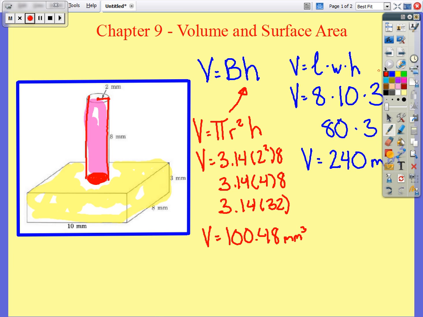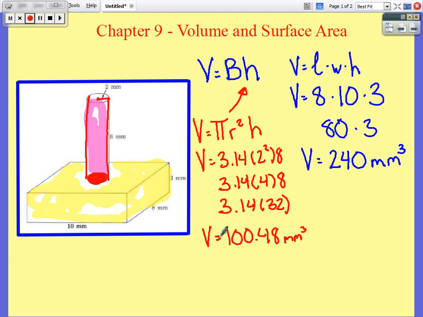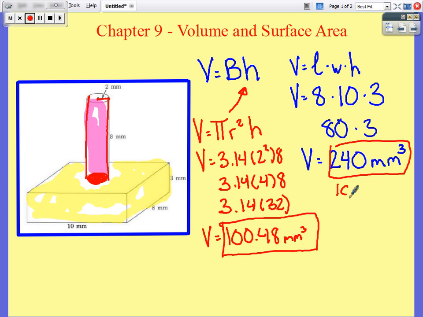Now, I wanted to find the volume of everything combined, so I'm going to add this number to this number. I should not need a calculator for this. I can just write the 100.48 underneath here, and I'll put a decimal there. This gives me 48.